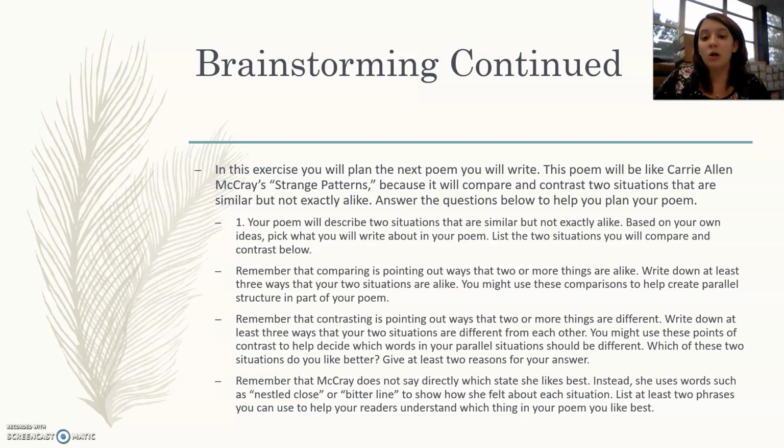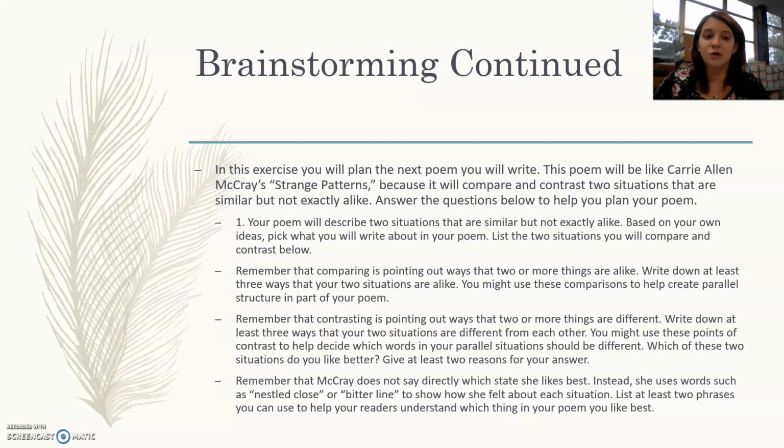But remember, the other end of that is contrasting, so we're going to have things that are different. For this one, we want at least 3 ways that they are completely different. You're going to use these to contrast throughout the poem. So remember that McCray does not exactly state what she likes best. Instead, she uses words such as nestled close or bitter line to show how she felt about that situation. She doesn't say, I was unhappy. She uses different kinds of language to express how she was feeling.